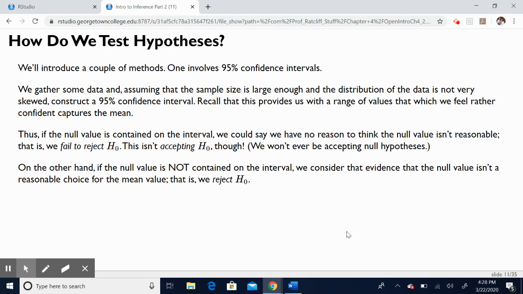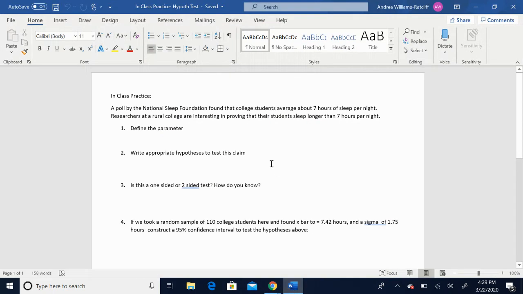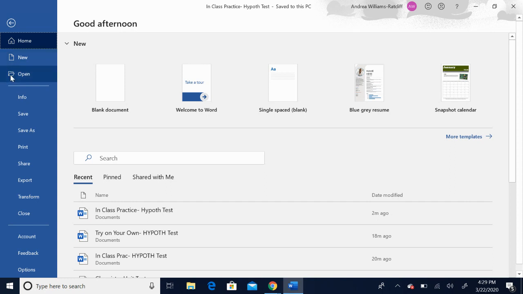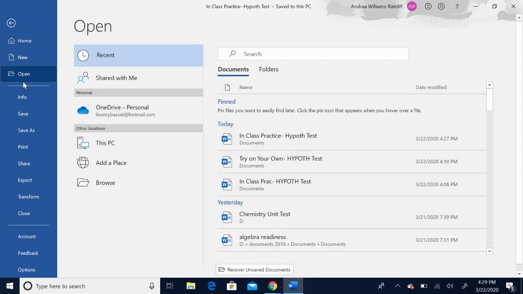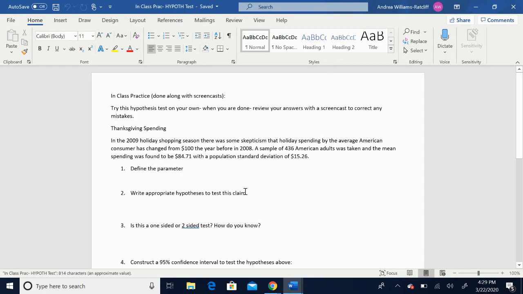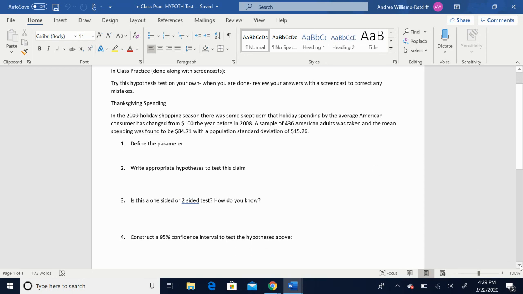So if you want to open your in-class practice document at this time, this is where we would want to start. Sorry, I think I have the wrong one open here. Let me reopen that. Okay. So we're looking at a hypothesis test here that we're going to discuss, an idea about Thanksgiving spending. I'm going to scroll down just a little bit.